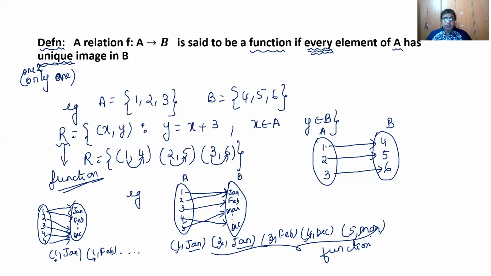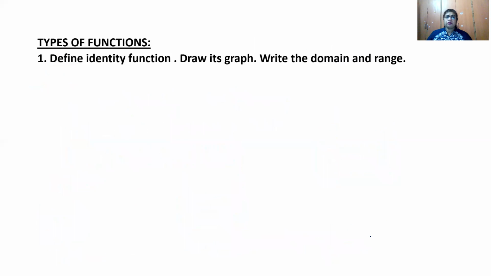Clear? Yes. So now we will learn a few types of functions. These are 5-mark questions which will appear in the board exam, annual exam. Types of functions. First question: define identity function. So the definition, then we have to draw its graph, then write the domain and the range. It's 5 marks: 1 mark for the definition, 2 marks for the graph, and 1 each for domain and range. So let us write the answer first.